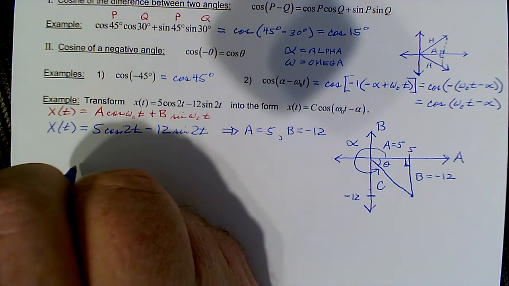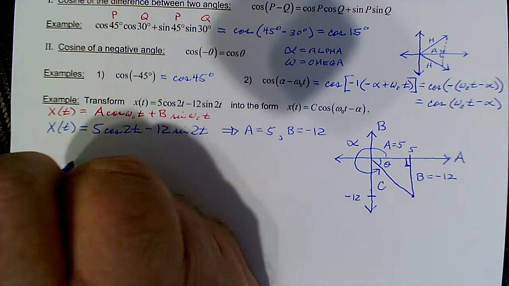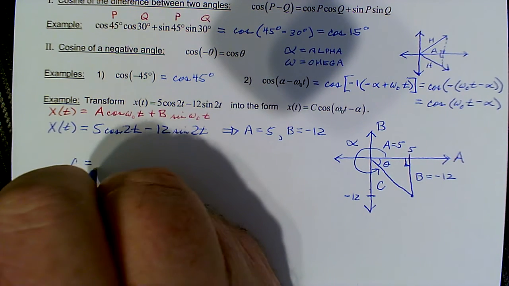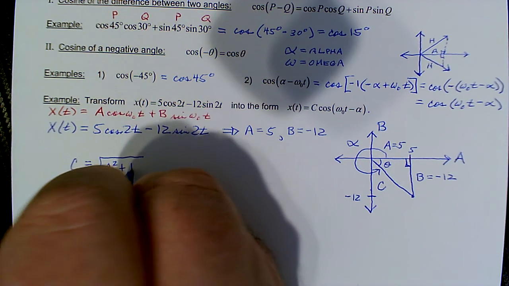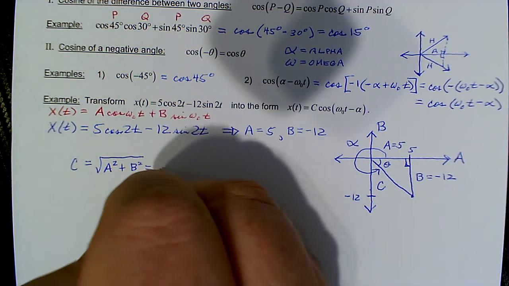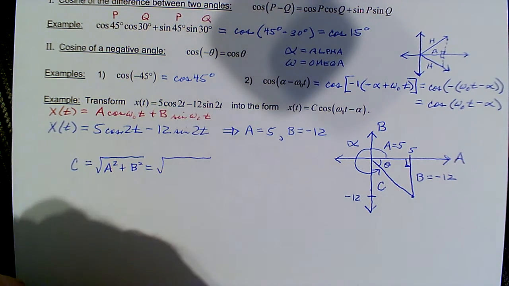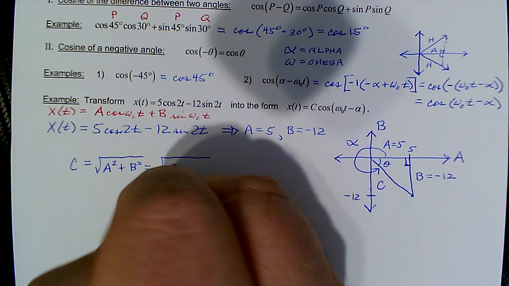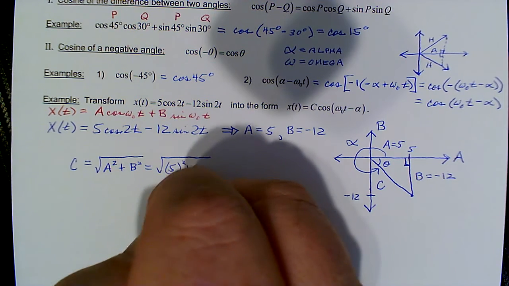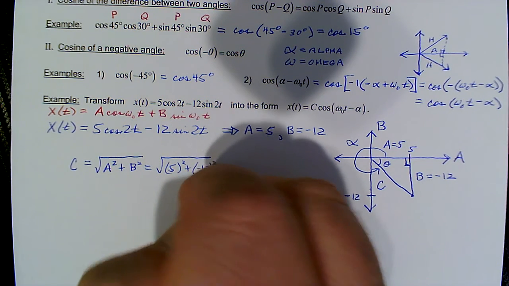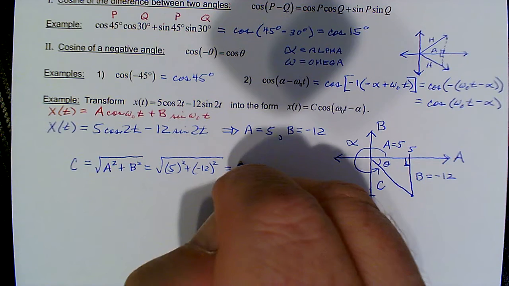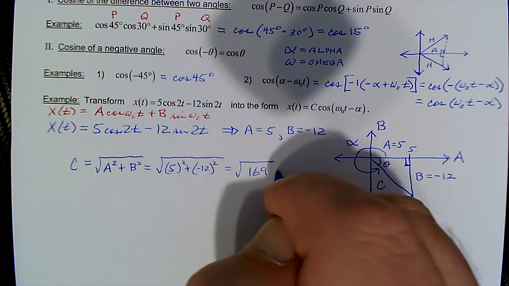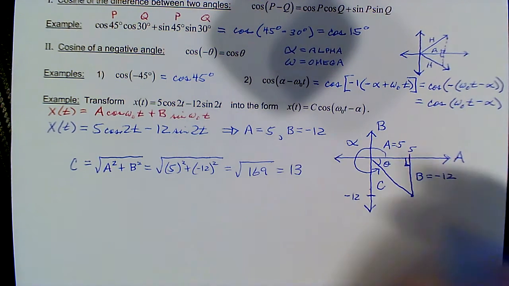So the hypotenuse c is equal to the square root of a squared plus b squared. So that's the square root of 5 squared plus negative 12 squared. So 25 plus 144, square root of 169, which is 13.